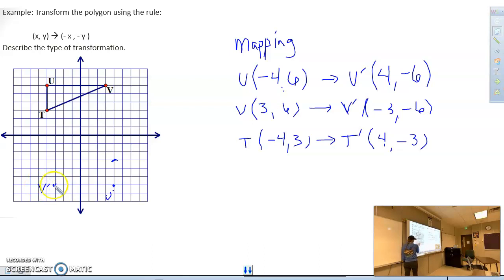Okay, so my resulting figure would look like that. A couple of cool things about this shape here. You can notice if you put your finger on the origin here and you rotated the paper 180 degrees, it would be the exact same shape in the same position. So this is actually a 180 degree rotation. So when you have this rule, that is a 180 degree rotation.